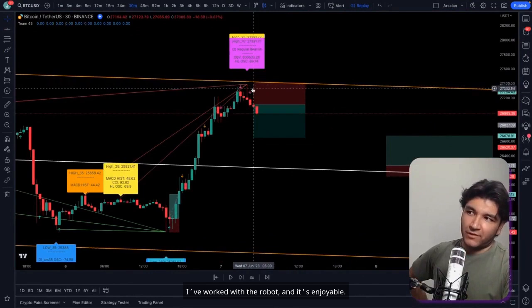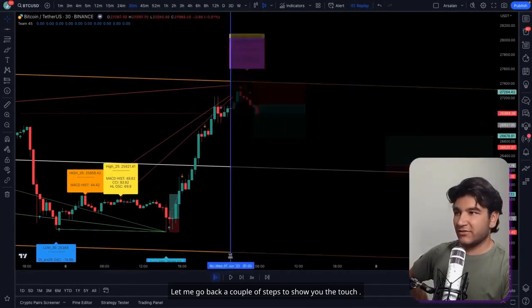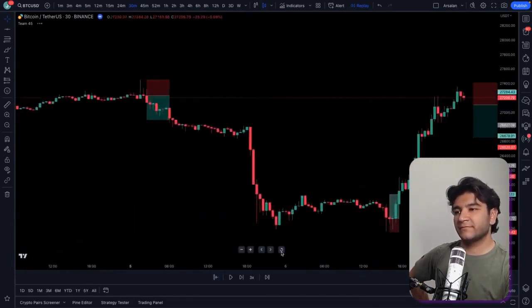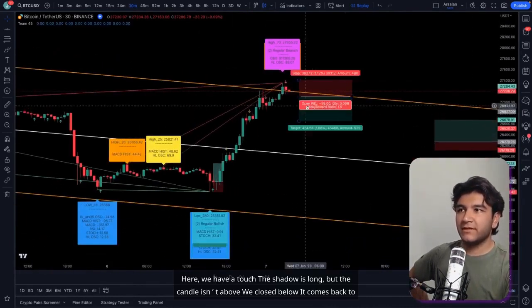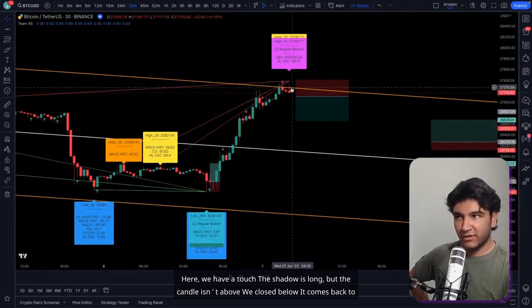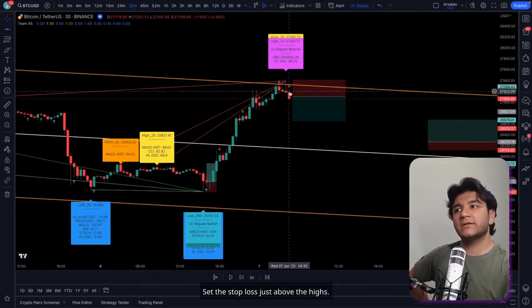Here we have another touch. Let me go back a couple of steps to show you the touch. Here, we have a touch. The shadow is long, but the candle isn't above. We close below. It comes back to divergence, and we'll enter on the close. Set the stop loss just above the highs.